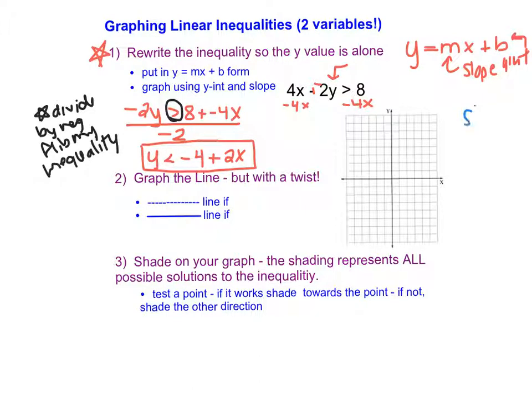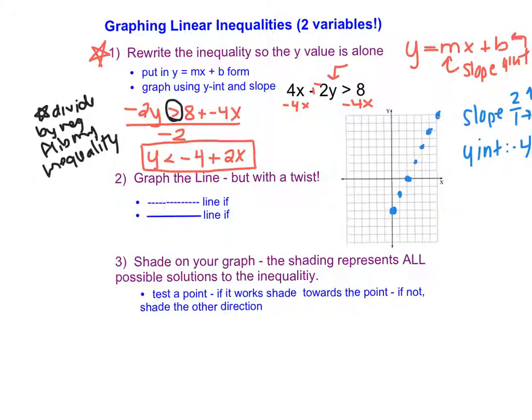So my slope is the coefficient of x, which is 2 over 1, which means I'm going to go up 2 and right 1. And then my y-intercept is where I cross on my y-axis, and that's a negative 4. So I'm going to go to my y-intercept, which is x is 0, y is negative 1, 2, 3, 4. And then to find additional points, I go up 2, right 1, up 2, right 1, up 2, right 1, and so on and so forth.